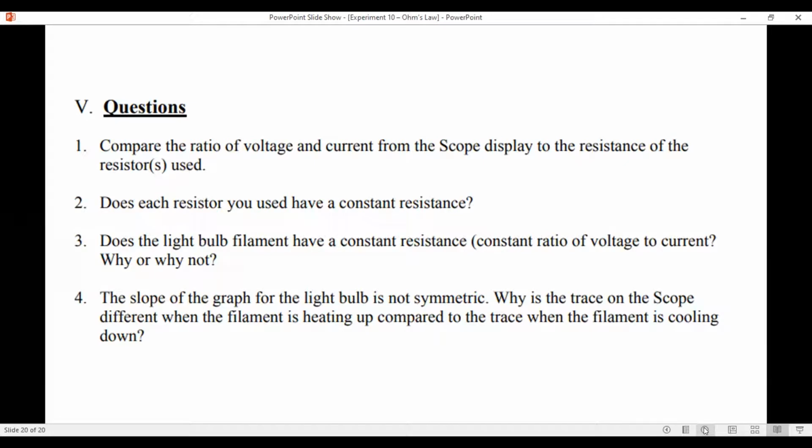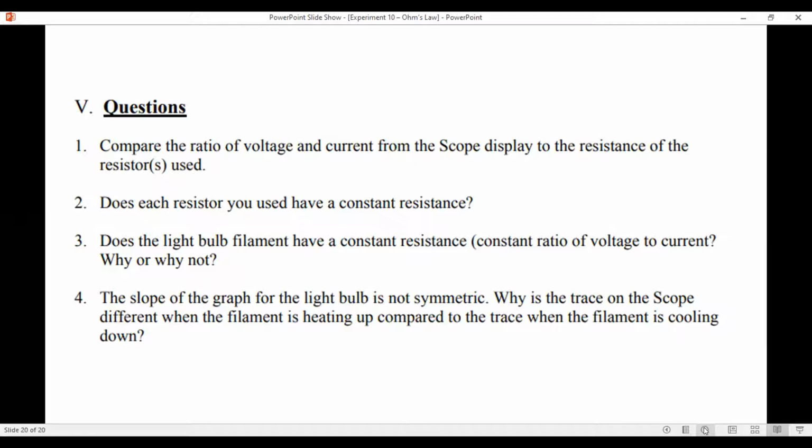Does each resistor you used have a constant resistance? Well, the answer to that should be fairly obvious. Look at your graphs. If the slope is constant, then the resistance is constant. Now, the answer to the next question, does the light bulb filament have a constant resistance? Well, that should be obvious. The slope changes, so obviously the resistance changes, okay? The slope of the light bulb is not symmetric.